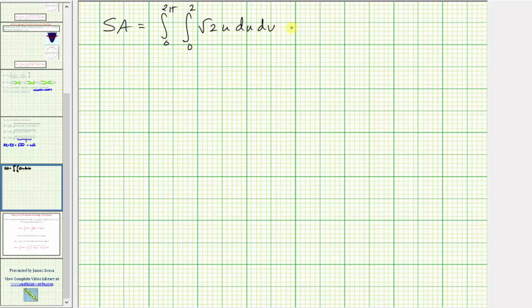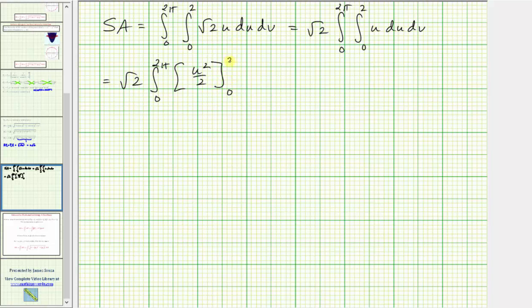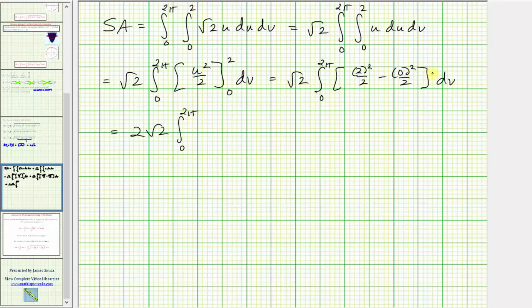Let's go ahead and factor out the square root 2 and write this as the square root of 2 times the double integral. So the antiderivative with respect to u is going to be u squared divided by 2. And now we need to find big F of b minus big F of a. So when u is 2, we have 2 squared divided by 2. When u is 0, we have 0 squared divided by 2. This simplifies to just 2 minus 0, which is 2. Let's write this as 2 square root 2 times the integral from 0 to 2 pi dv.